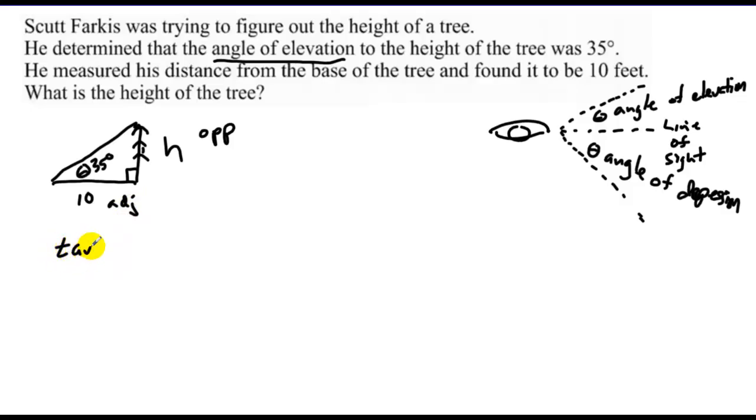I say the tan of 35 degrees is equal to the opposite, which is h, which we'll look for, over the adjacent side, which is 10. So 10 tan 35 is equal to h. So h ends up equaling 7.